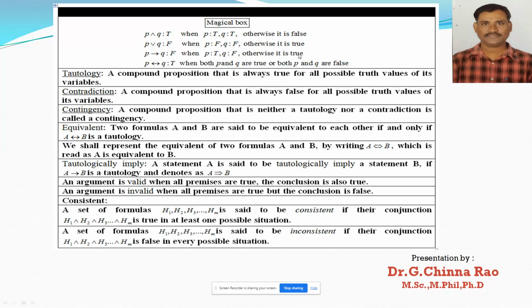Otherwise it is true. P biconditional Q is true when both P and Q are true or both P and Q are false. It means P biconditional Q is true when P and Q have identical truth values.